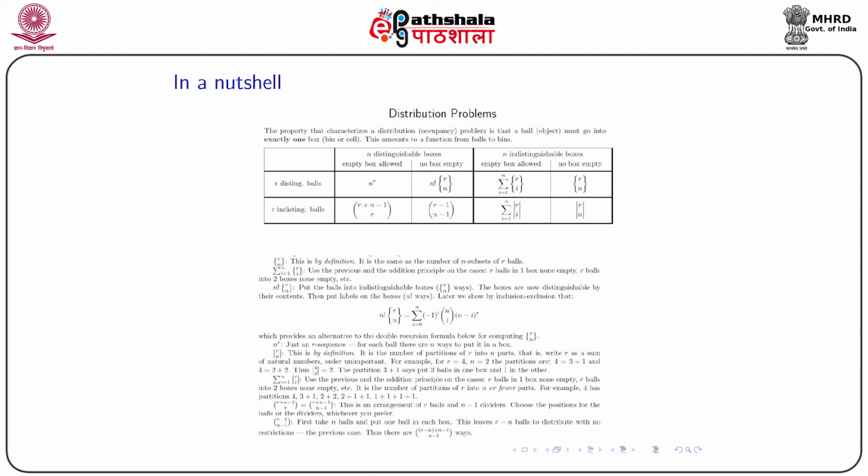Now to understand these symbols, we can take one example. For example, if we take r equals 4 and n equals 2, then the partitions are 3 plus 1 or 2 plus 2. So within two straight lines, 4, 2 is 2. The partition 3 plus 1 says put 3 balls in one box and 1 in another. So this slide gives the whole concept of the occupancy problem in a nutshell.